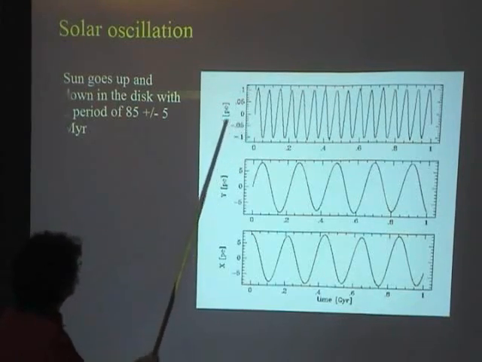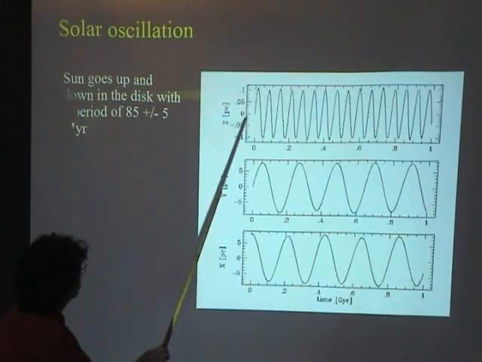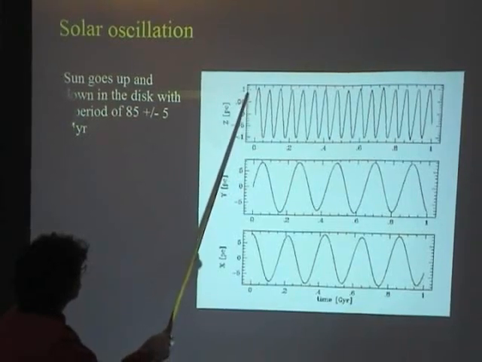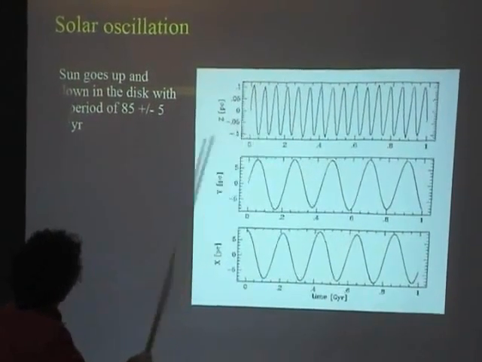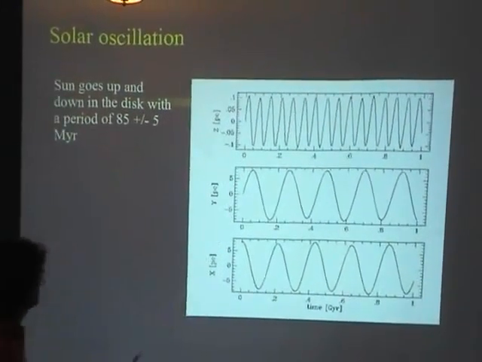This is the distance of the sun above the disk and below the disk. It's an amplitude of about 100 parsecs. So it's oscillating up and down with this period, 85 million years.